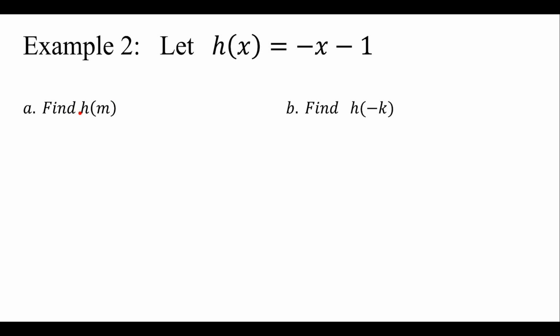Now, in part A, we are asked to find h of m. So in the previous example, we had a number, but now we have a letter. But again, it doesn't matter. This basically just means everywhere there used to be an x before, we're going to replace that with m instead. So then how is that going to look? Well, h of m is going to be negative m minus 1. And that's it.